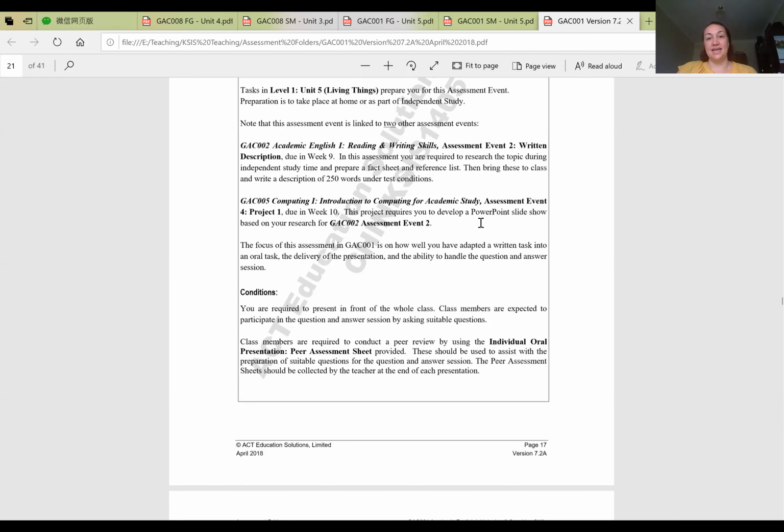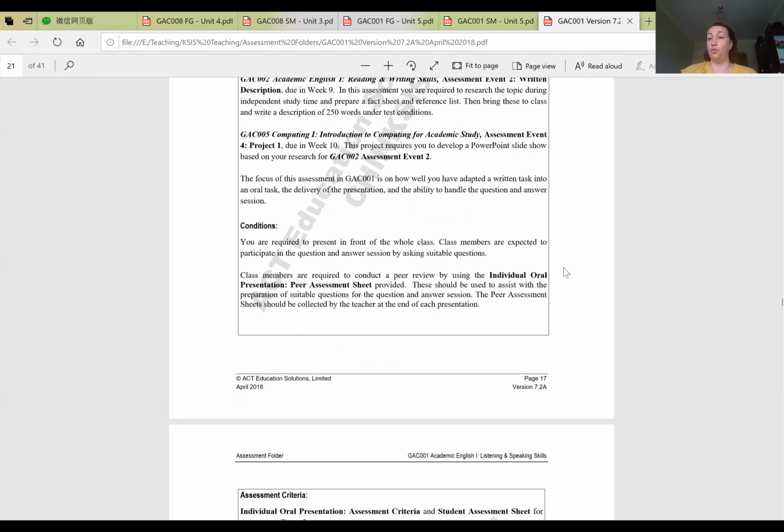The second thing it's connected to is your assessment event for Project 1, which is the PowerPoint or the slideshow that you're going to be doing with Mayuri in your computing class. So for this presentation, you are required to do a PPT or a PowerPoint. The focus of this assessment is on how well you've adapted a written task into an oral task and your delivery of a presentation. Also, the ability to handle questions and answer them in an appropriate manner.